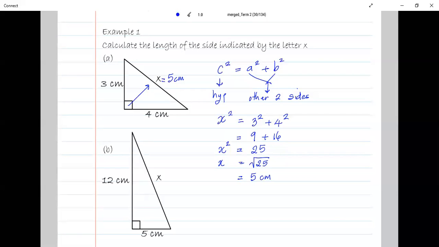Let me do example B. Then I will give you a chance to write off the examples and to do the others.